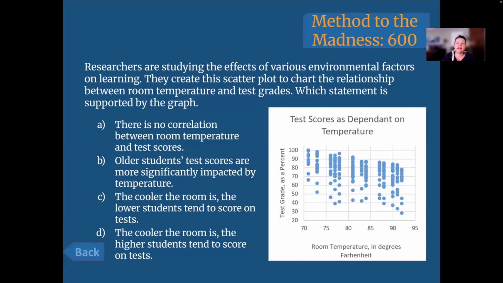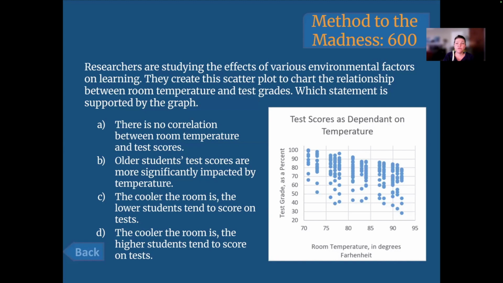So, method to the madness for 600. Researchers are studying the effects of various environmental factors on learning. They create this scatter plot to chart the relationship between room temperature and test grades. Which statement is supported by the graph?